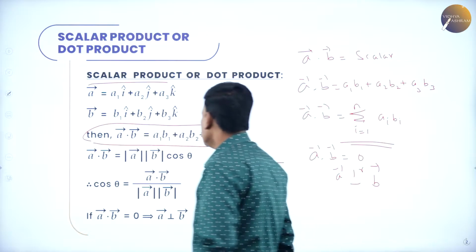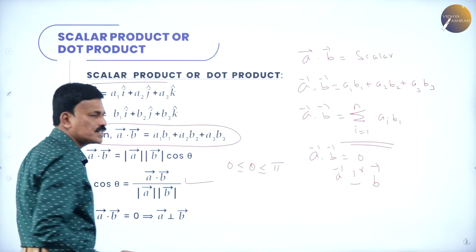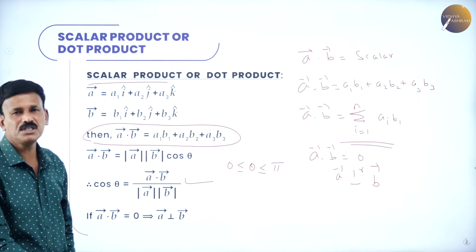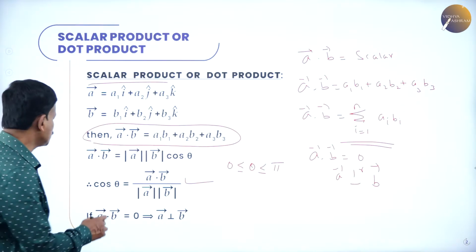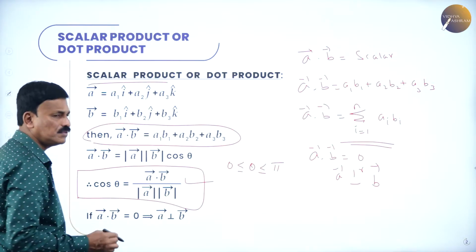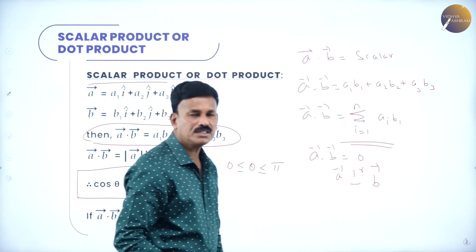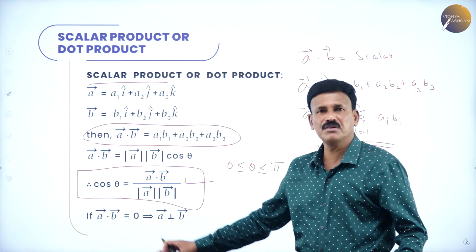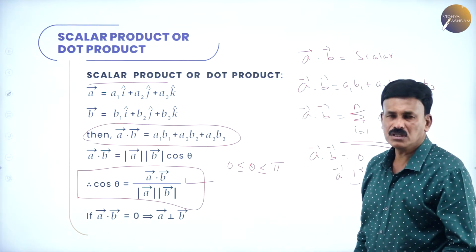Now, if you want to find the angle of intersection, cos theta is equal to A dot B divided by length of A into length of B. This is a very important formula. So to find the angle of intersection between the two vectors, or to find cos theta, we are going to use the formula A dot B divided by length of A into length of B.